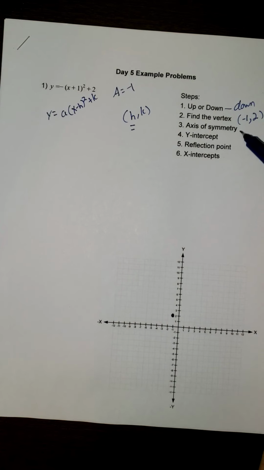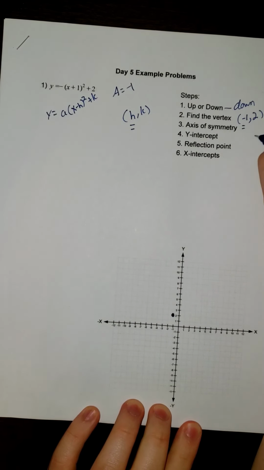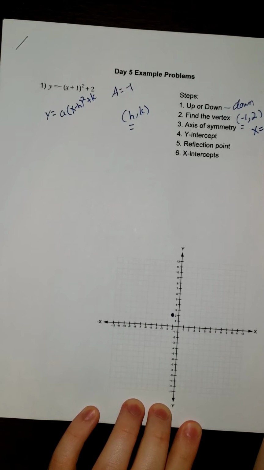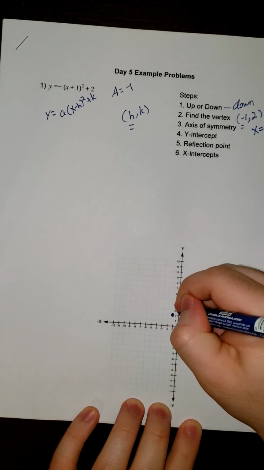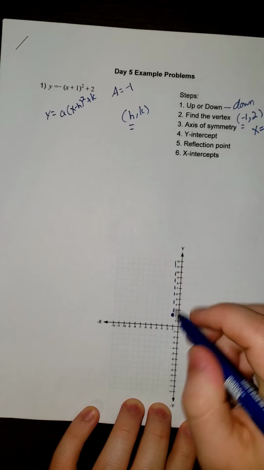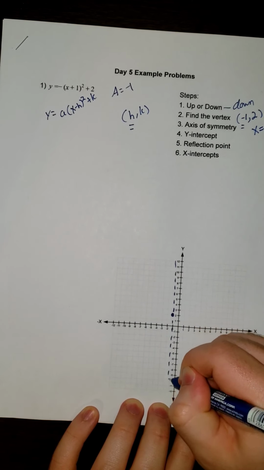Next, we want to find the axis of symmetry. Remember, the axis of symmetry is just the x-coordinate of the vertex. So I'm going to draw a dotted line on x equals -1.